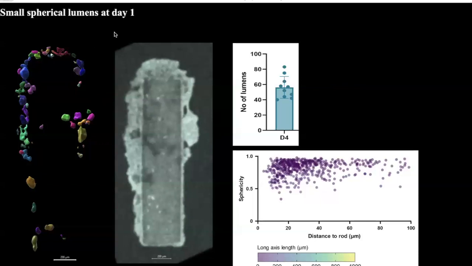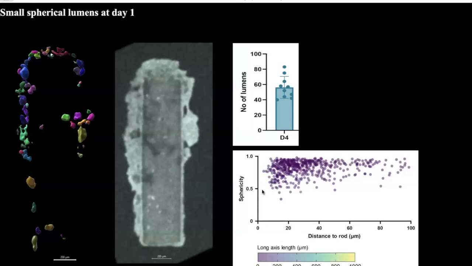Again, if we go back, at day 2, actually, not day 1, between day 2 and day 4, you get this multitude of tiny lumens that we can now quantify. Typically we quantify 2 things for them. We quantify their sphericity, so how round they are. High sphericity means that the lumens are very round. Low sphericity means that the lumens are elongated. We quantified their longest axis, how long they are in the longest direction. And then we also checked how far away they were from the rod.